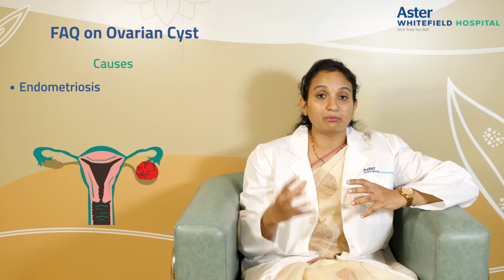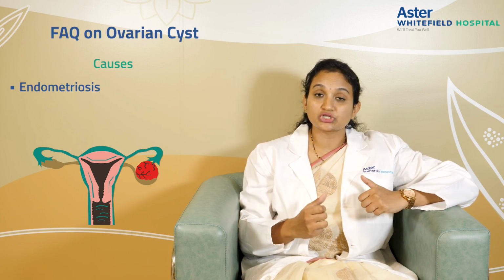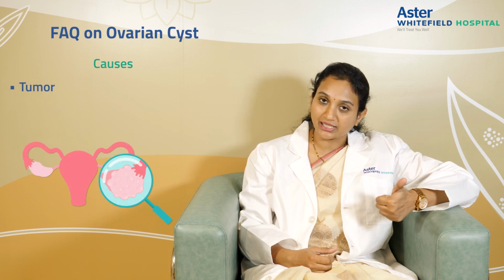tube. Third is endometriosis, where there will be blood collected inside forming a cyst that is called a chocolate cyst. And the fourth reason is the tumor. It can either be benign or cancerous, or what we call malignant.